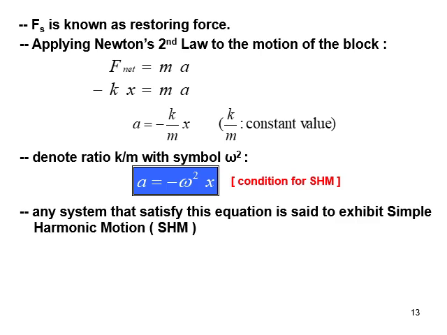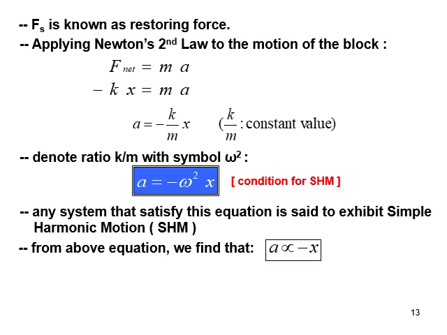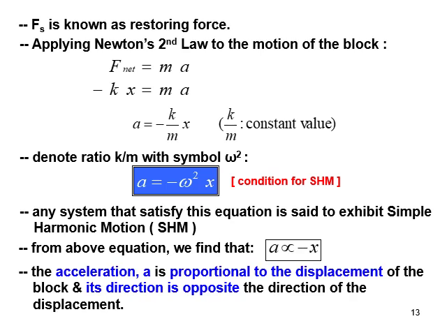Any system that satisfies this equation is said to exhibit, or to perform like, simple harmonic motion. From the above equation, we find that a is directly proportional to negative x. The acceleration a is proportional to the displacement of the block and its direction is opposite the direction of the displacement.